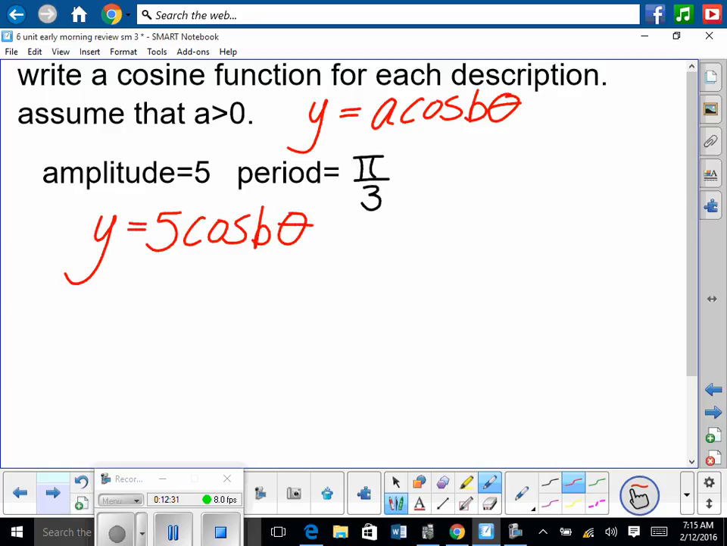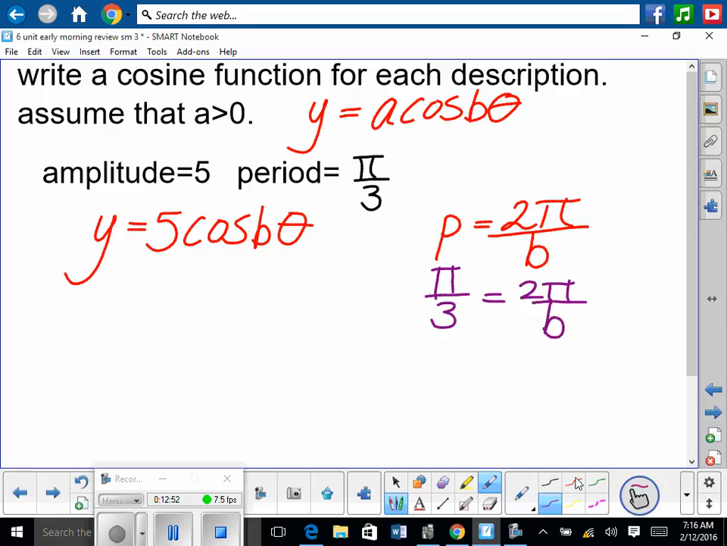You're like, well, b is the number of cycles between 0 to 2 pi, but we're given the period. Don't put in the period as b. That would be wrong. So you go to the side and say, I do know that period is equal to 2 pi divided by b. We're trying to solve for b. Let's put in what we know. So we have pi thirds is equal to 2 pi divided by b. Then we'll solve for b. Multiply both sides by b. Divides out. So then we would divide by pi thirds. So then b is alone.